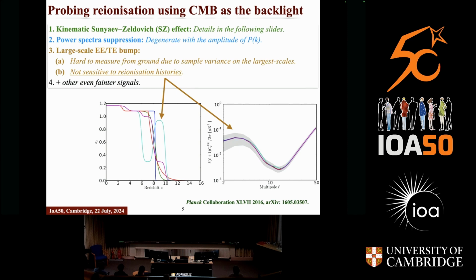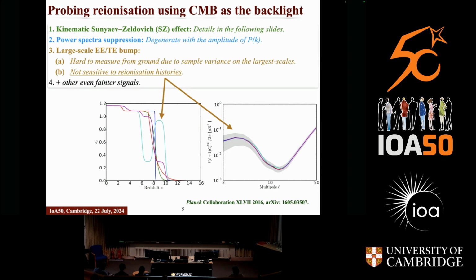But there are other ways. One way is that the CMB photons are going through these dense clouds, which are optically thick, and as a result, there is an attenuation of the power. So basically, we have suppression of power on all scales. Unfortunately, this suppression is extremely degenerate with the amplitude of the power spectrum. So it's very hard to understand reionization just using this power suppression.